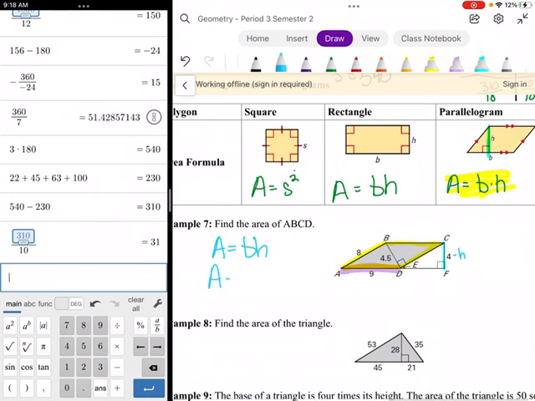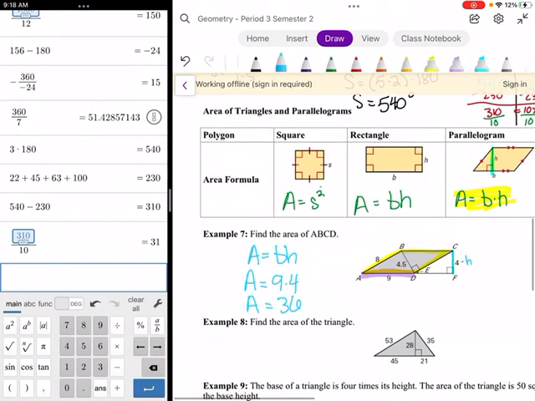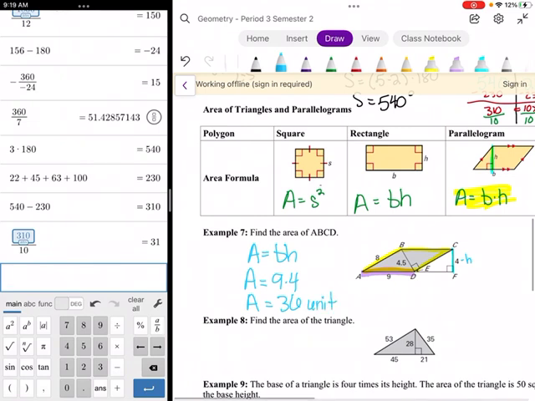So area equals 9 times 4, which is 36. And when you do this, you're always going to have units squared for area. This one doesn't give us a unit, so I'm just going to write units squared.